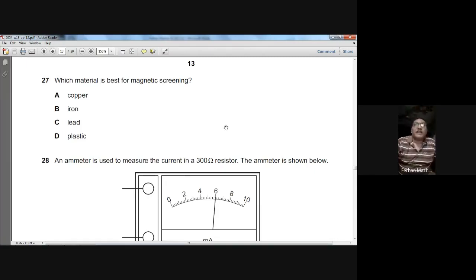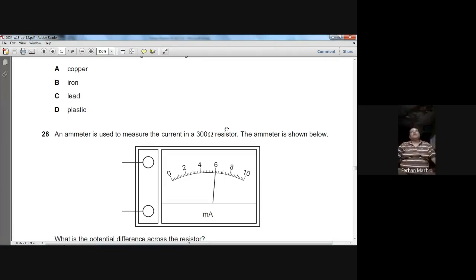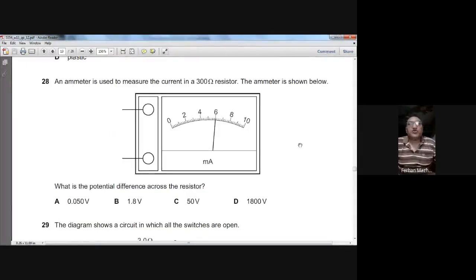Question number 28 is on your screen. He says an ammeter is used to measure the current in a 300 ohm resistor. The ammeter is shown below. What is the potential difference across the resistor? You see, the reading on the ammeter is 6 milliampere. Here it is written milliampere, which means 6 x 10^-3 ampere.